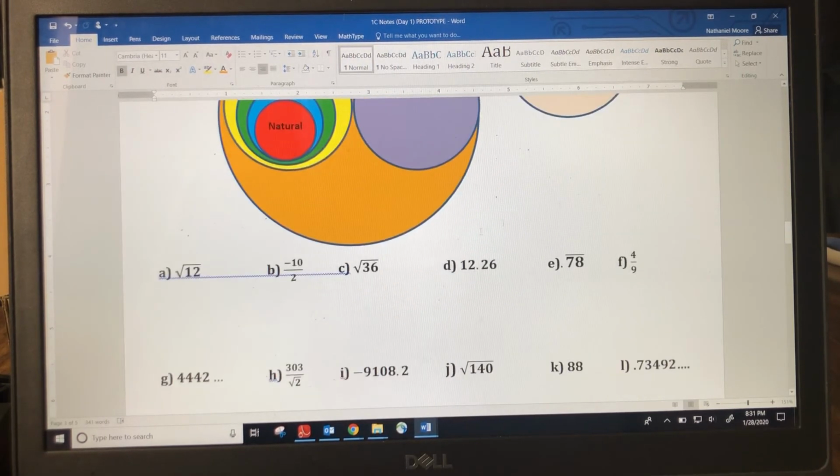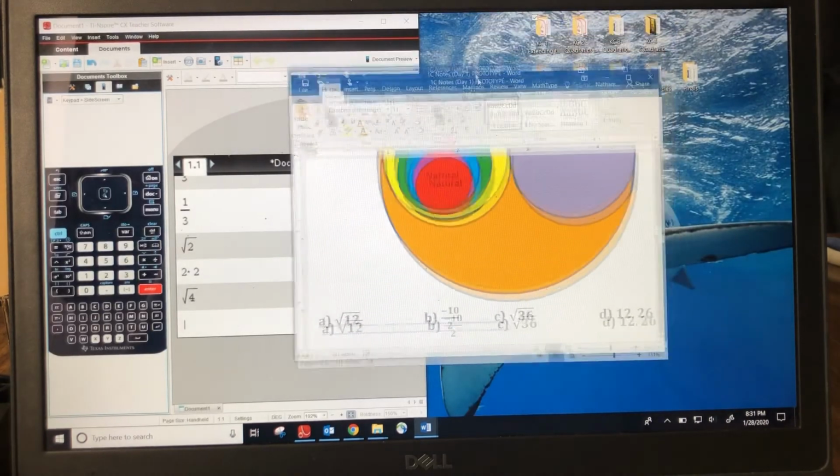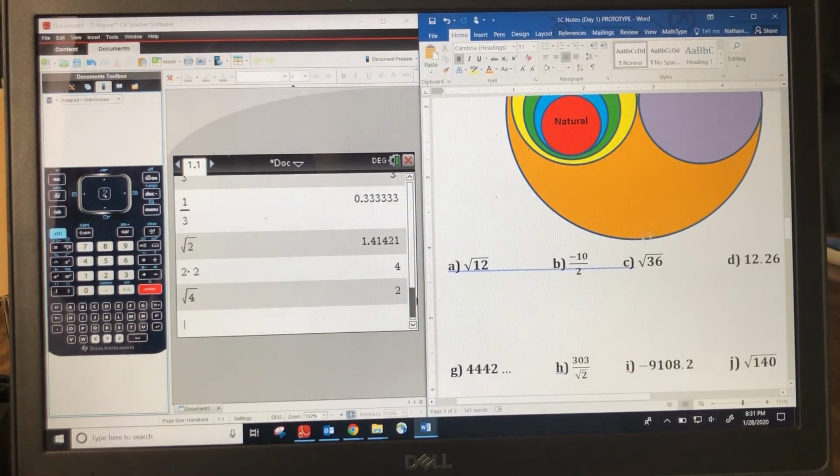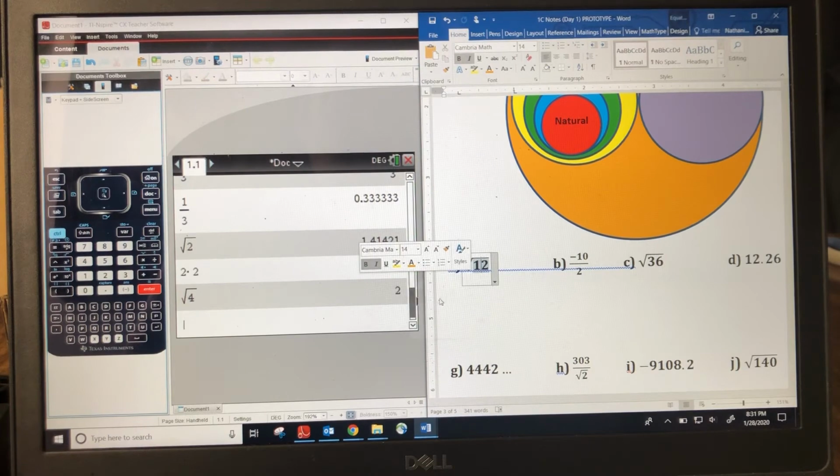Now, I want to look at some of these things real quick. Sometimes it's good to look at it with your calculator. Let's see, ignore that once. There we go.